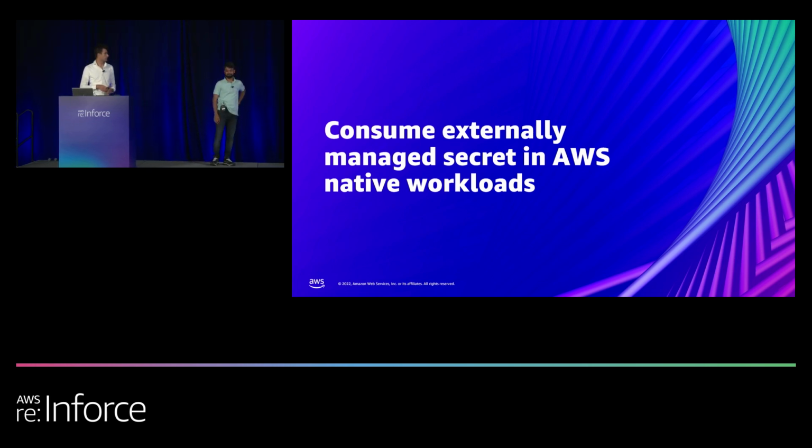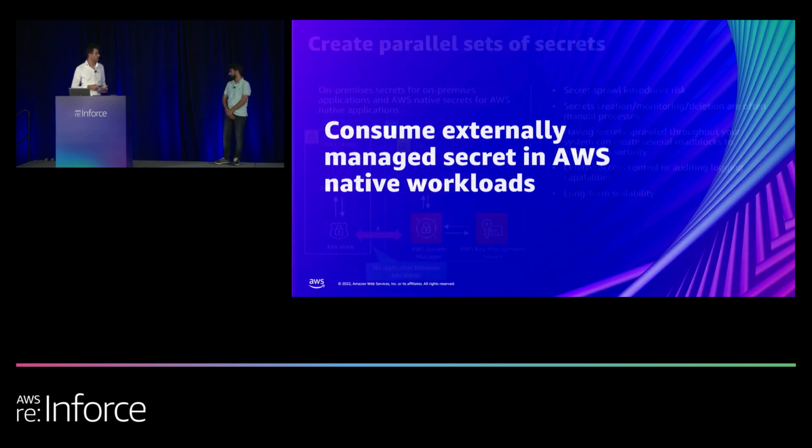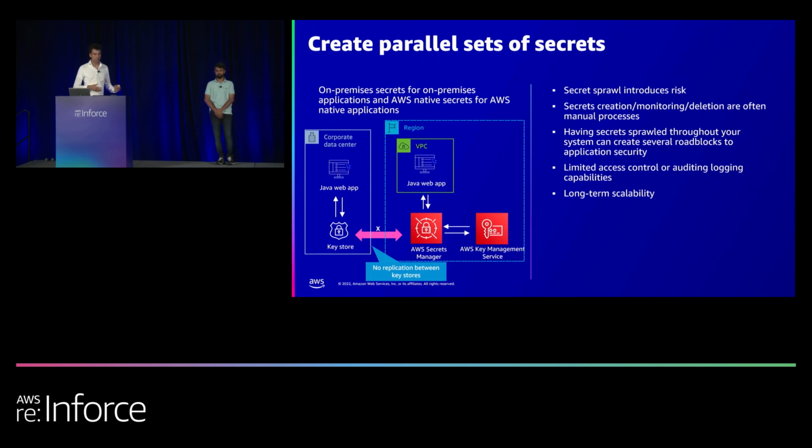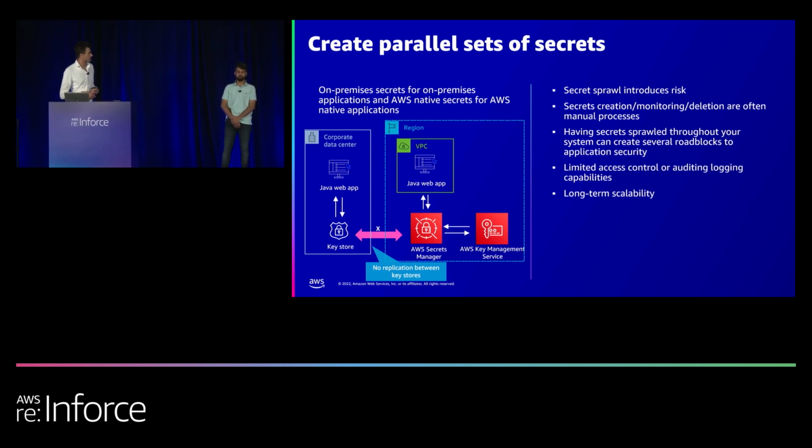So again, going back to the hybrid concept here, consuming these externally managed secrets in AWS requires a couple of different approaches that you could take. We're going to run through a few of them and just go back to looking at it from an availability perspective. What are the benefits? What are the drawbacks? These are, again, common approaches we've seen customers take, one of which is creating that parallel set of secrets.